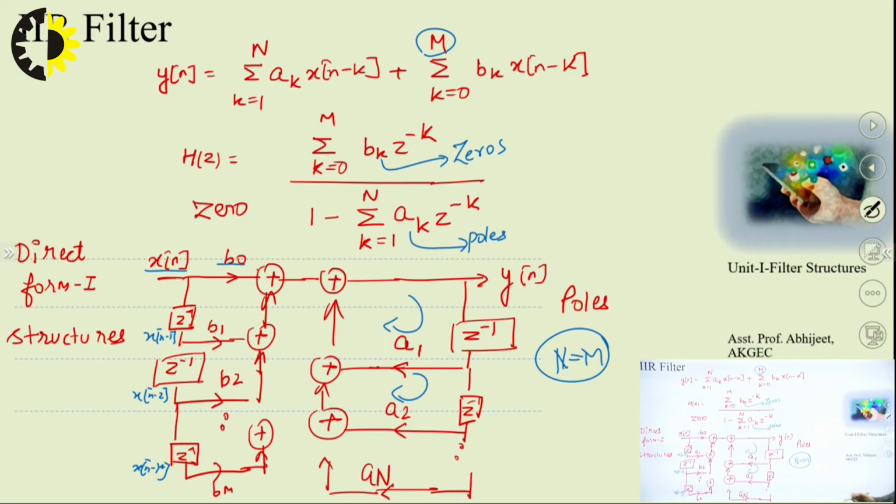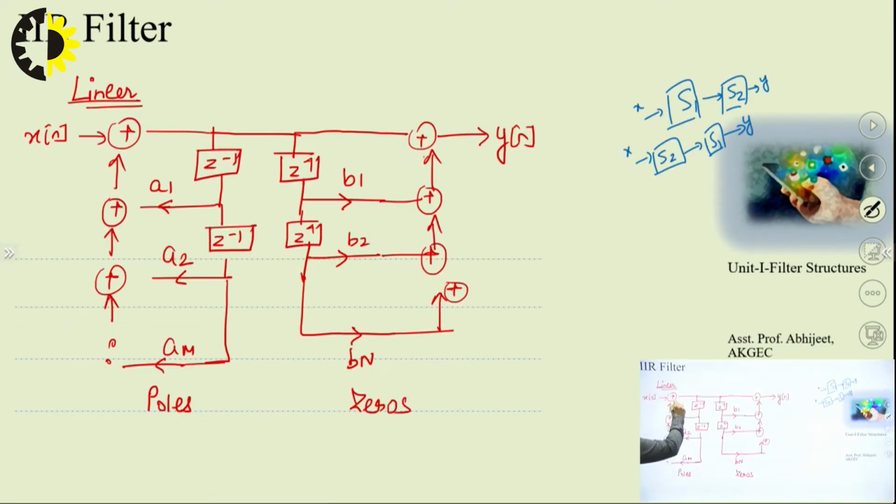So what we are doing here is that here we have zeros and here we have poles, and I am just interchanging these two. Now these are poles and now these are zeros, with the same signs. If we do that, this structure will also take x of n as input and produce y of n as output, and it will still be the same.